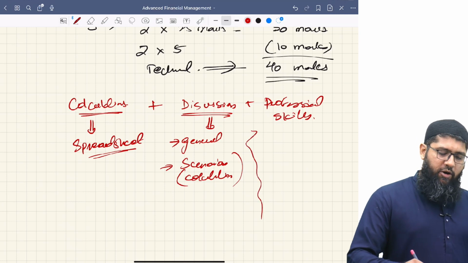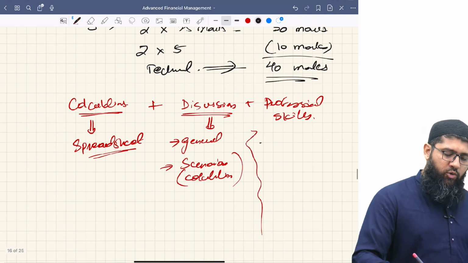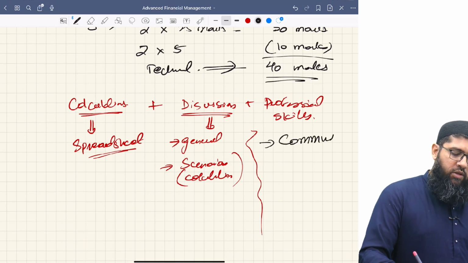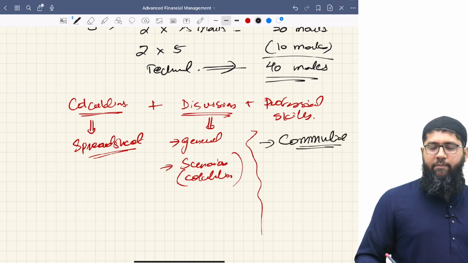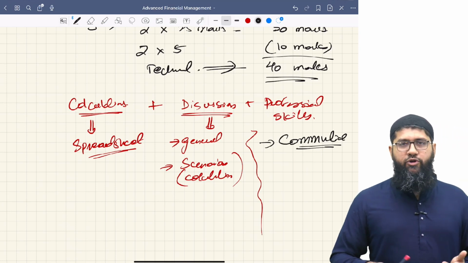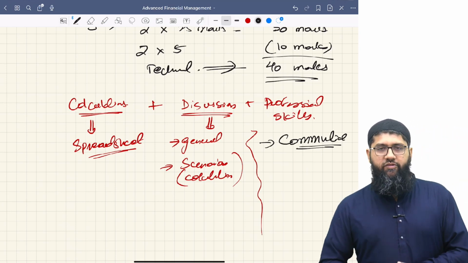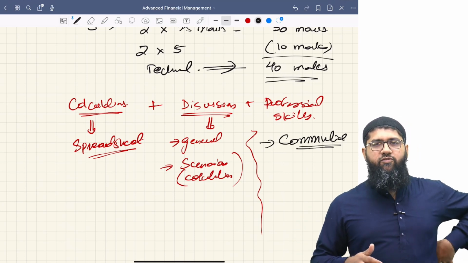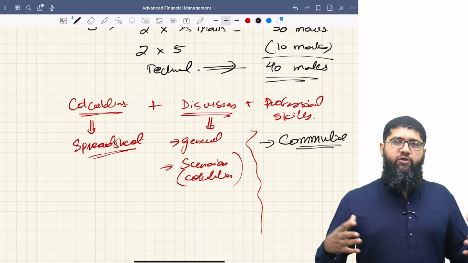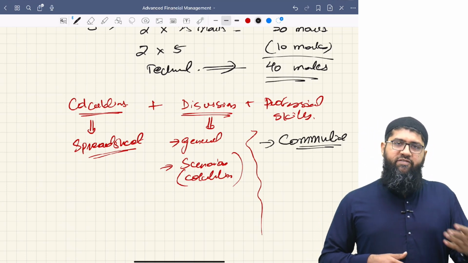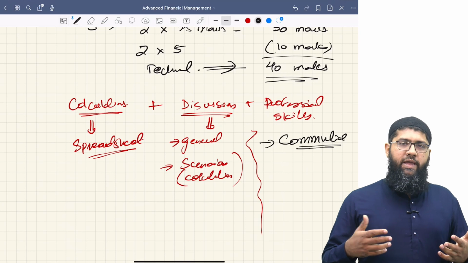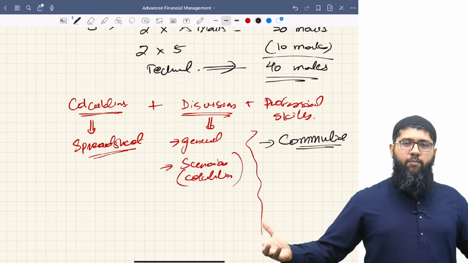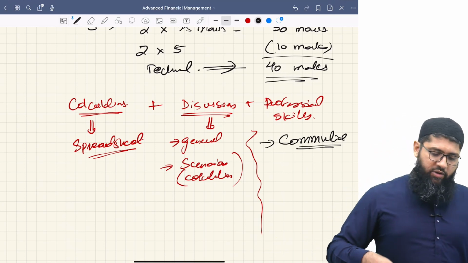And lastly, when we talk about the professional skills, let me guide you through each one of them. When it comes to communication, the examiner is expecting you to demonstrate good communication skills. Those could be demonstrated through multiple things: the way you present your answer, the way you communicate, the way you write down the answer, the way you argue, the way you put up your points. That's what the communication skills are.